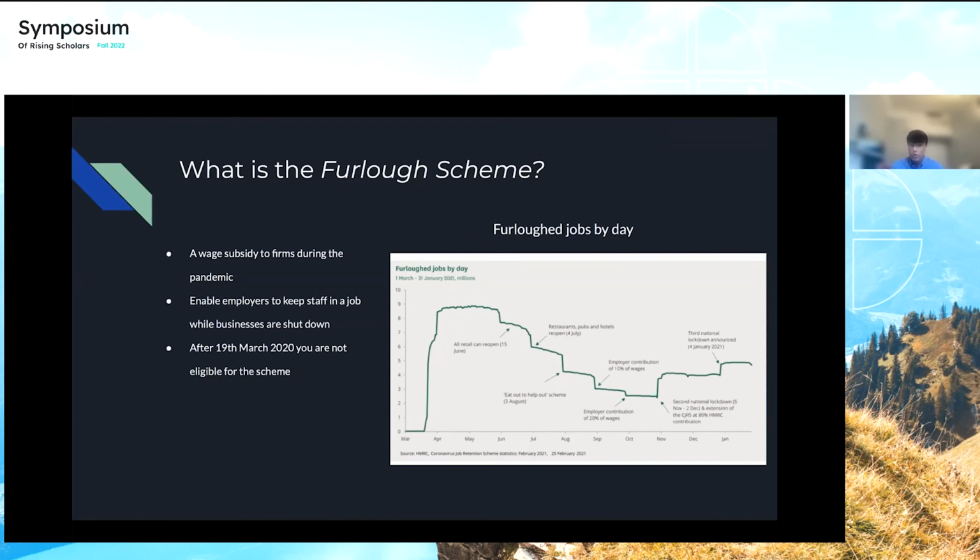Basically, the furlough scheme was a wage subsidy to firms during the pandemic, and any UK organization was entitled to this scheme. However, if you started your job after the 19th of March 2020, you weren't entitled to make use of this.